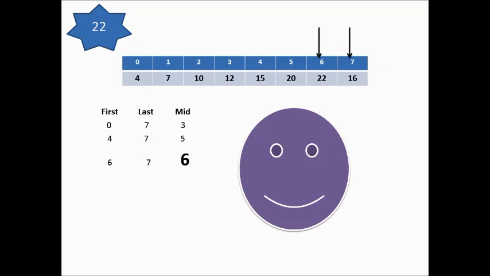And the answer you would give would be those values: 0, 7, 3; 4, 7, 5; 6, 7, 6. Please do not get confused and give the values in the array. You're giving the positions. And that's how you would answer the binary search trace.